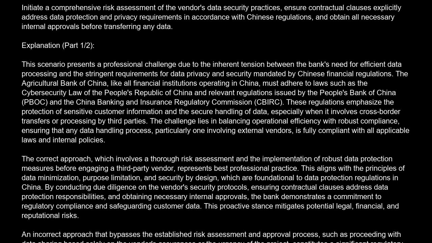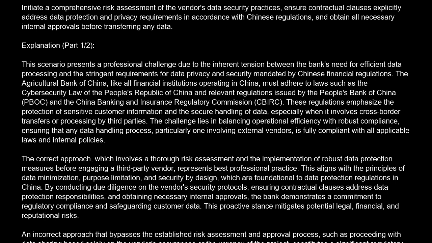Explanation. This scenario presents a professional challenge due to the inherent tension between the bank's need for efficient data processing and the stringent requirements for data privacy and security mandated by Chinese financial regulations. The Agricultural Bank of China, like all financial institutions operating in China, must adhere to laws such as the Cybersecurity Law of the People's Republic of China and relevant regulations issued by the People's Bank of China, PBOC, and the China Banking and Insurance Regulatory Commission, CBIRC.